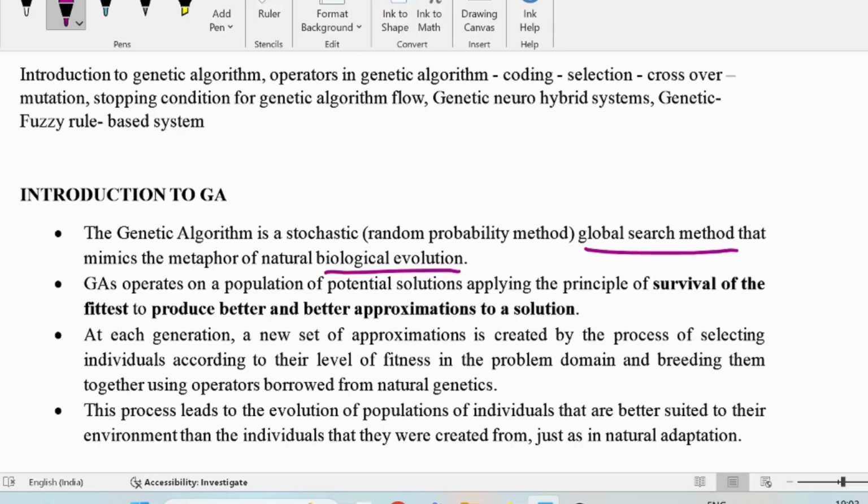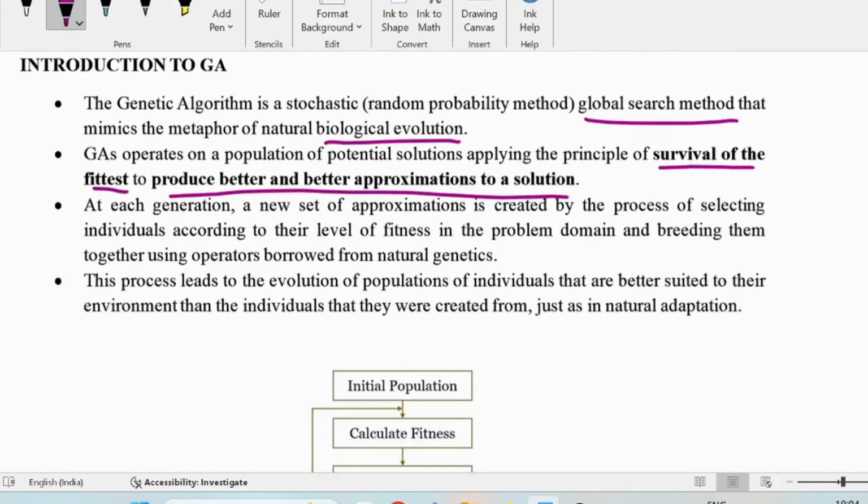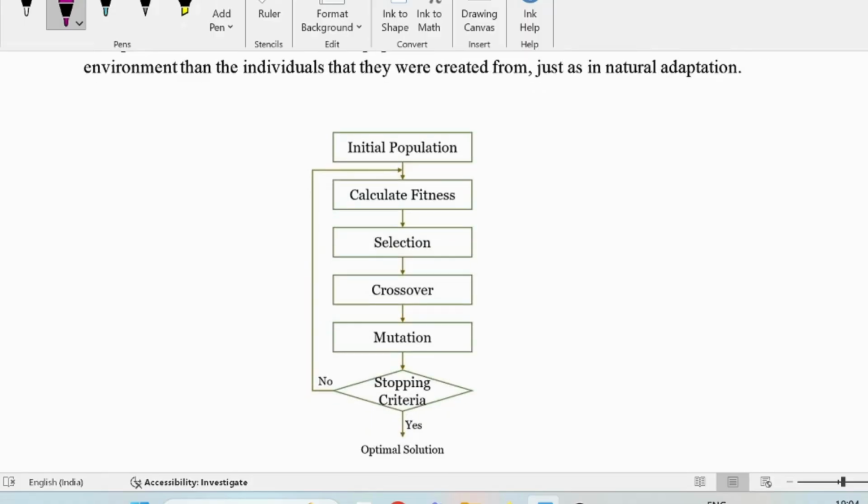So the best definition of a genetic algorithm is that the survival of the fittest is used to produce better and better approximations to a solution. So that is what genetic algorithm is doing. First of all, these are the steps that are related to genetic algorithm. This is the general algorithm.